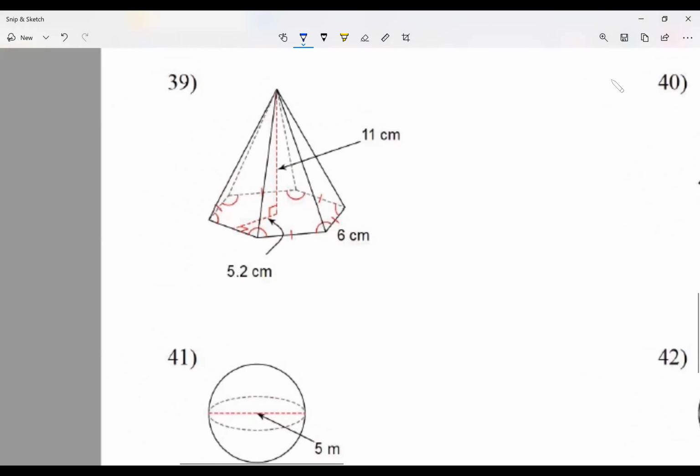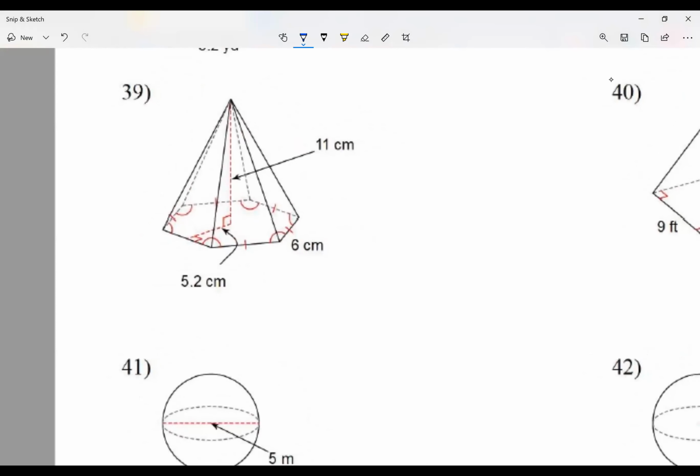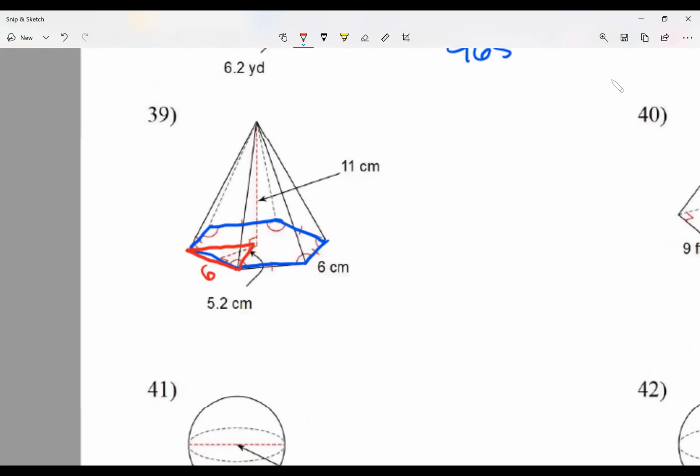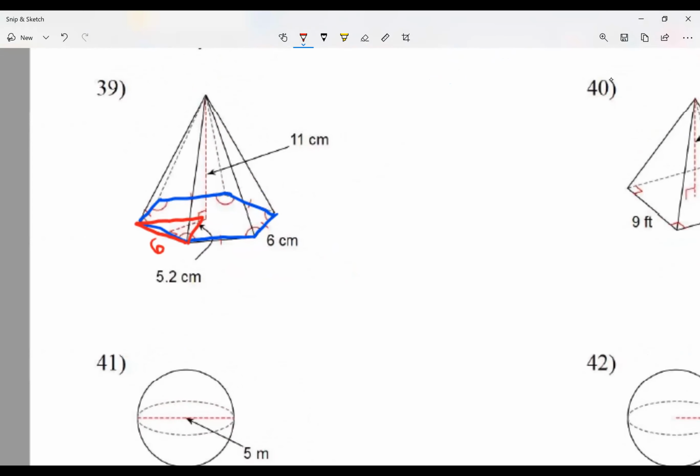All right, let's take a look at number 39. I want to do one of these again, because this one kind of gives us a little bit of a hard time. The base is the hard part. There's the base. Let me highlight it. It has 6 sides. But I know inside the base, I'm looking for one triangle. My triangle is here. I know the measurement outside is 6. The dotted line is 5.2. So that triangle alone, just the triangle alone, will be 6 times 5.2 divided by 2. Just the triangle.